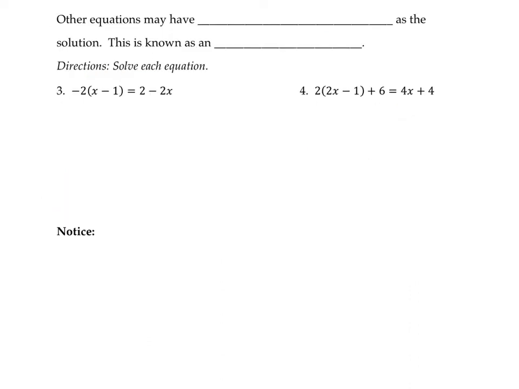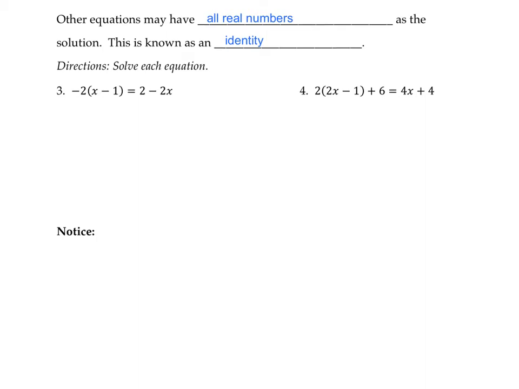The next type of special answer we're going to discuss with equations is called an identity. Other equations may have all real numbers as a solution. This is known as an identity.